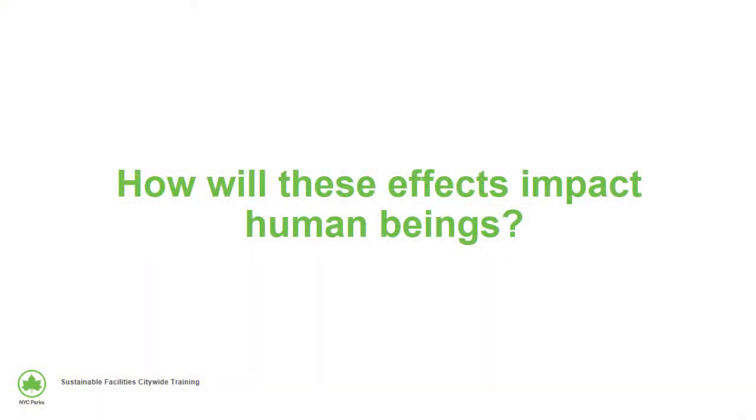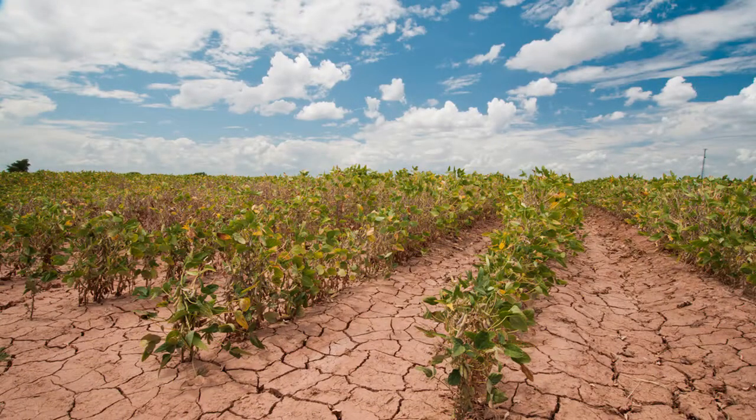These and other effects have the potential to profoundly impact human beings for many years to come. Extreme and unpredictable weather, along with increased water scarcity, makes agriculture more costly and difficult. This image shows the effect of an extended period of drought on a crop of soybeans in Texas.